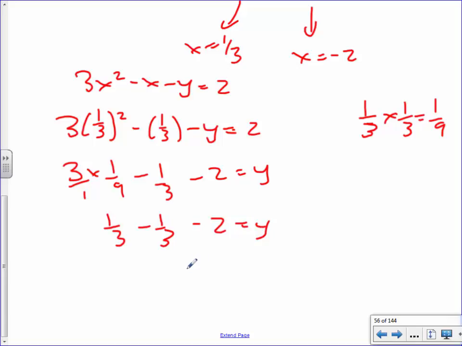Yeah. You don't, only for adding and subtracting. So y just equals negative 2. Yeah, those kind of go away. There we go. That actually wasn't that bad.